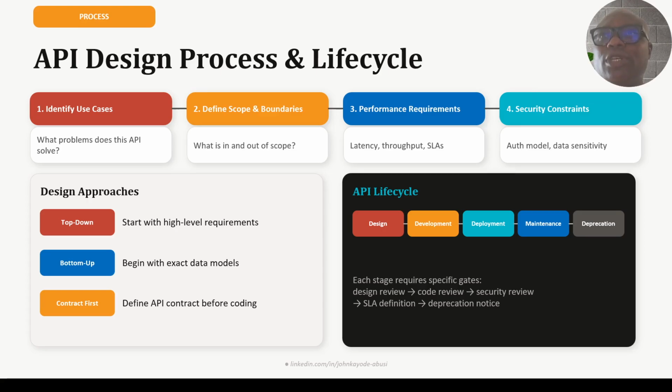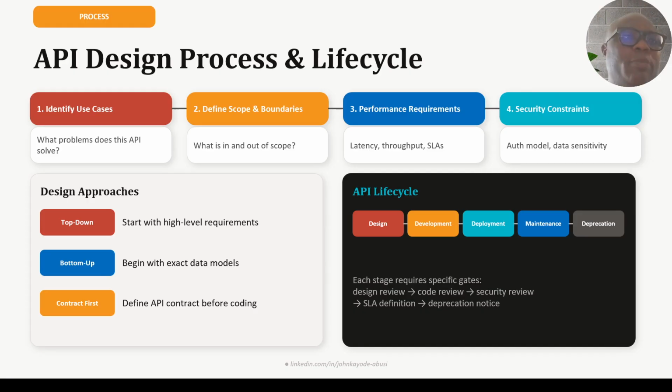Then security constraints, like I said: authentication model, are we using JWT? Are you using another application? And data sensitivity: how do you ensure that sensitive data is not being exposed? So these are the API design principles, design processes and lifecycle. Then when it comes to the design approach, we can look at top down.